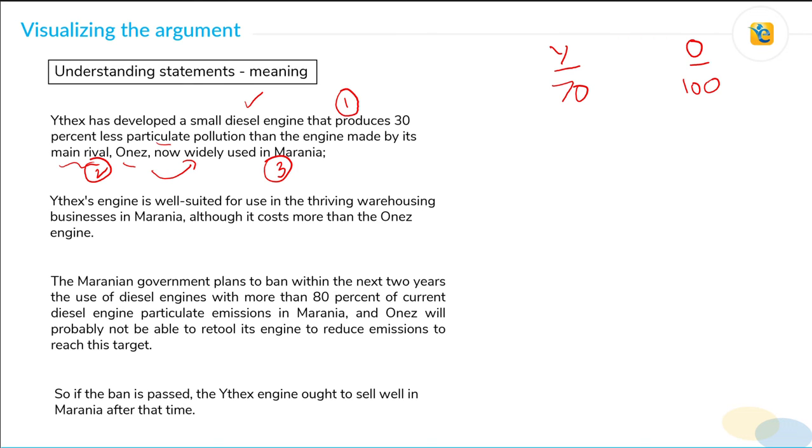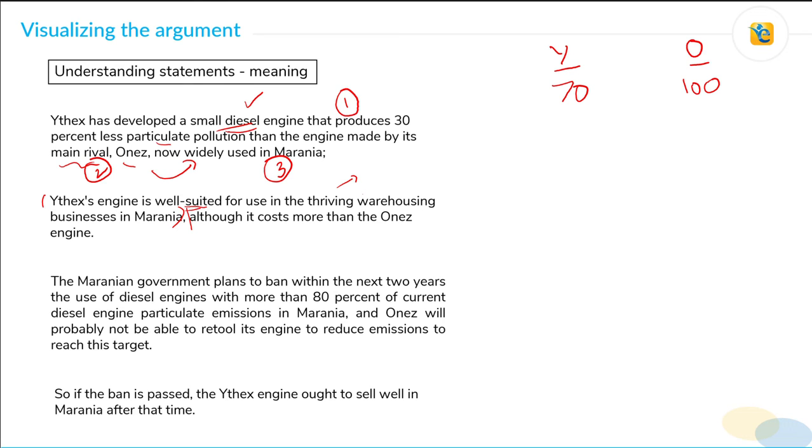So if this is clear, let's move to the next sentence. Ythex's engine is well suited for use in the thriving warehousing businesses in Marania. Let's pause here. Essentially it tells us that this particular small diesel engine that Ythex has is very well suited for use in the warehousing businesses in Marania. What this is trying to suggest to us is that there is a demand for an engine like Ythex. There are these thriving, or in other words, flourishing warehousing businesses in Marania, and these businesses would love to have an engine like Ythex because it's very well suited for its use.